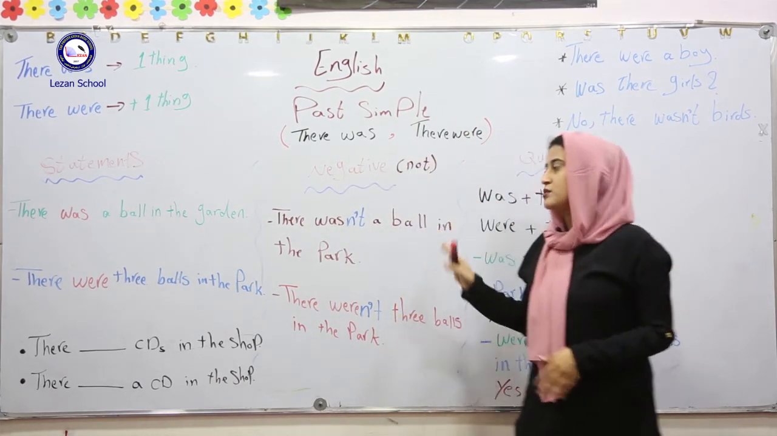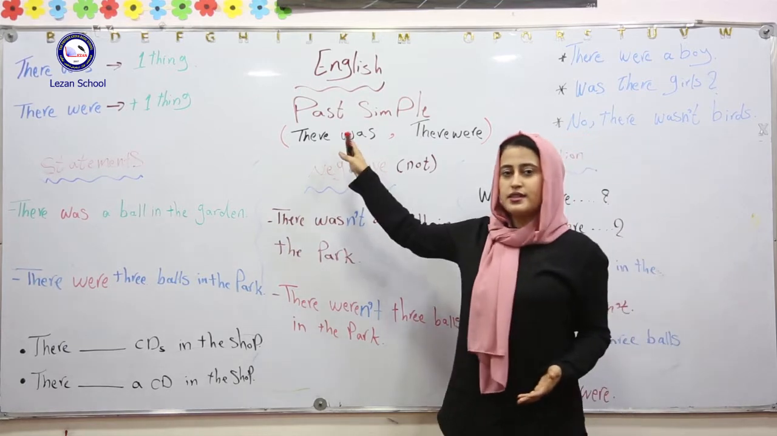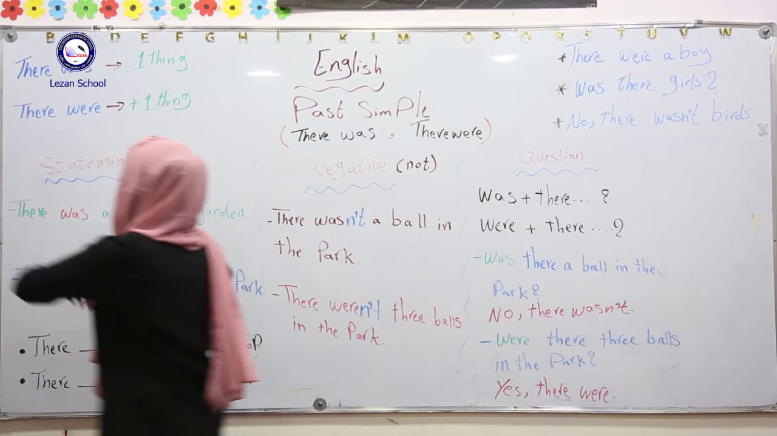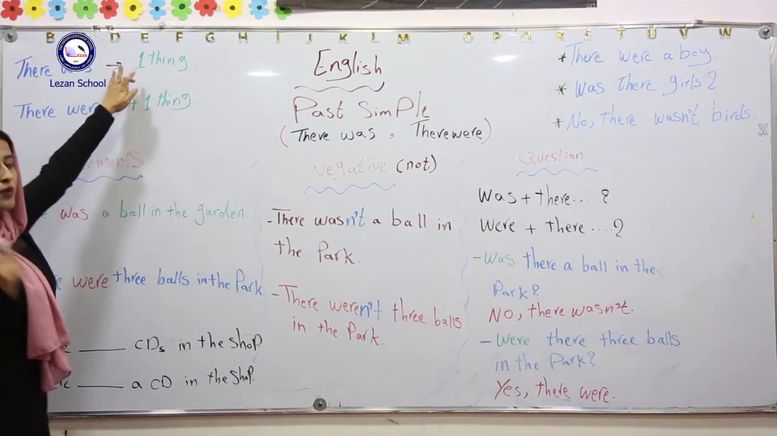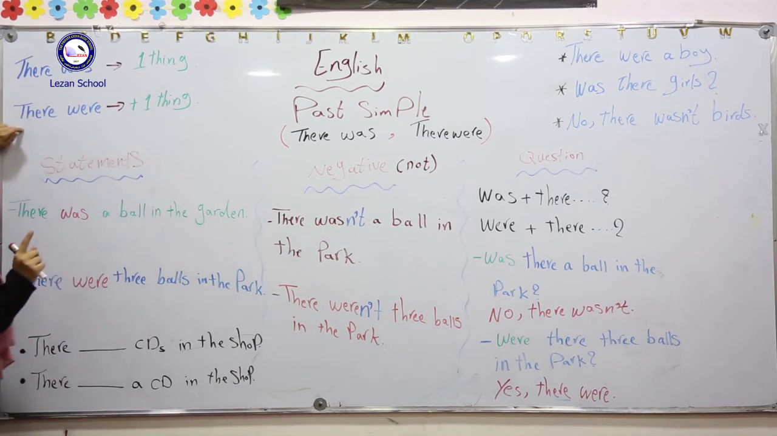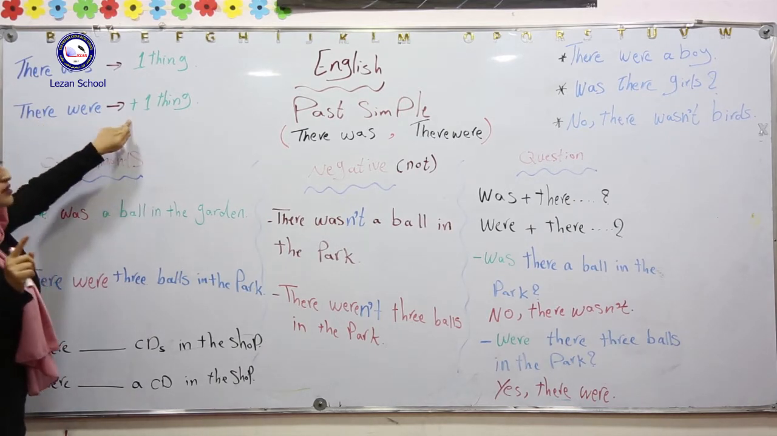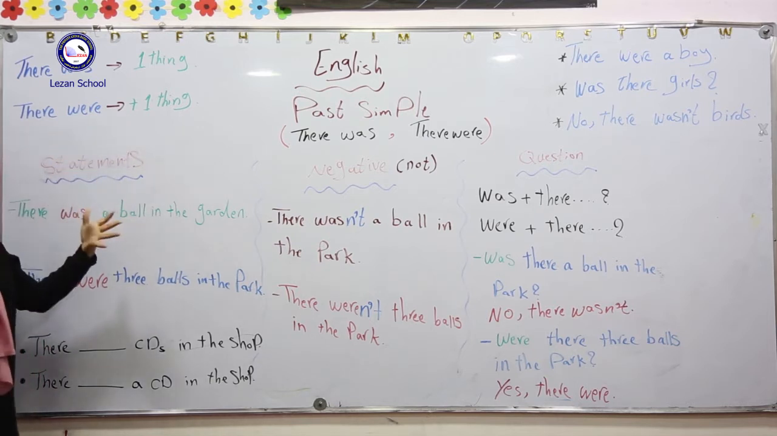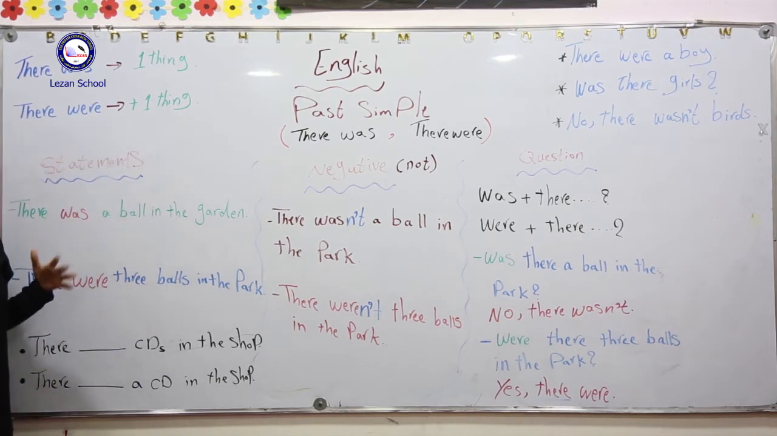First of all, we have to know when we have to use there was and when we have to use there were. We use there was when there is only one thing. And we use there were when there is more than one thing, when it's two things, three things, 10 things, it doesn't matter. But what matters is it is more than one thing.